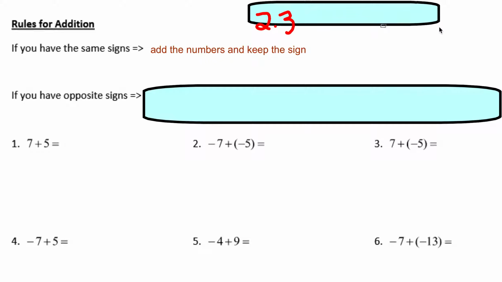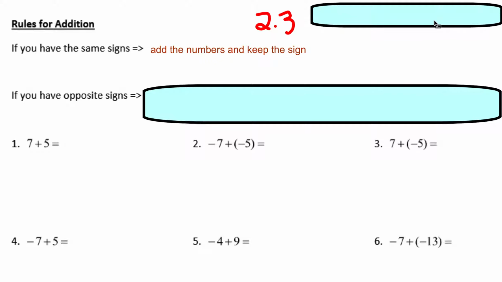If the numbers have the same sign, then add the numbers and keep the sign. For example, here's what that means. If I have positive 5 plus positive 3, then I add the numbers together. That would be 8, and I keep the sign. Both of them are positive, so obviously this would be positive 8. That's something you've done a lot.